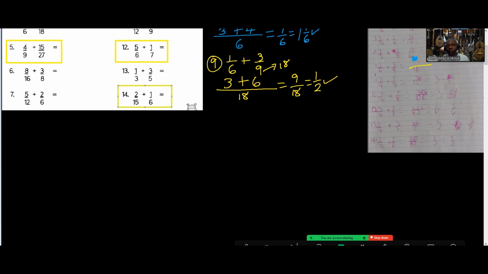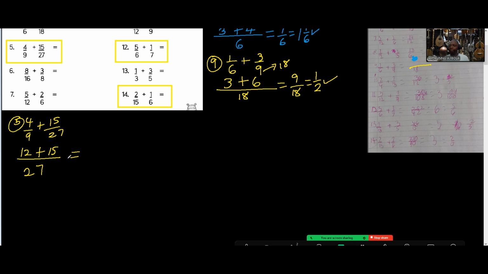So for number 5, I have 4 over 9 plus 15 over 27. We can see that 27 is a multiple of 9, so we'll pick 27. 9 in 27 is 3, and 3 times 4 is 12. 27 in 27 is 1, and 1 times 15 is 15.